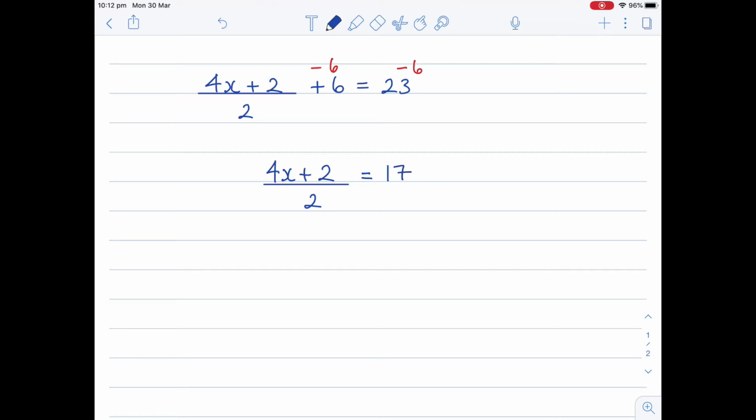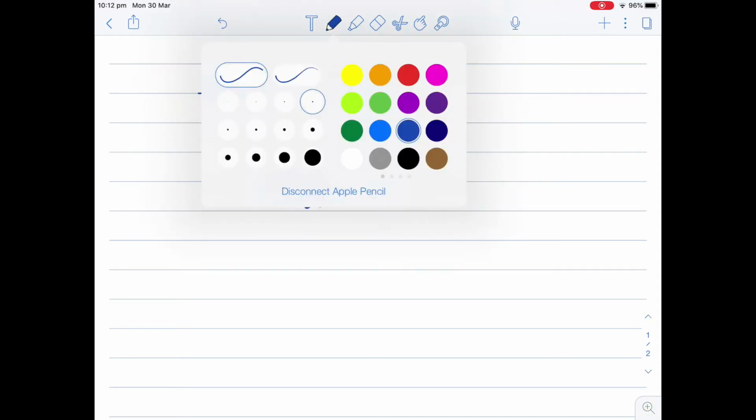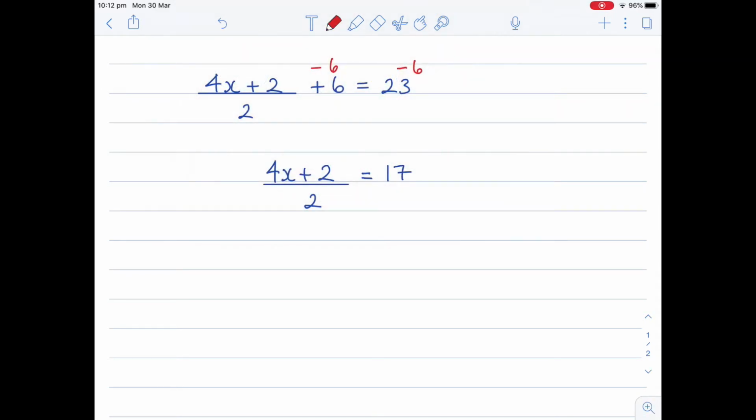Now, the next thing I need to eliminate is this 2 down here. Remember, they're in the apartment below, so they're not a close friend. And to eliminate that, well, what I'm going to do is I'm going to multiply by 2. So I'm going to multiply this side by 2. I'm also going to multiply this side by 2. So I'm balancing the equation.